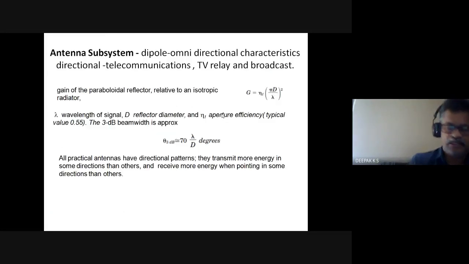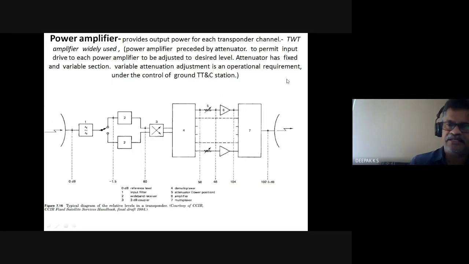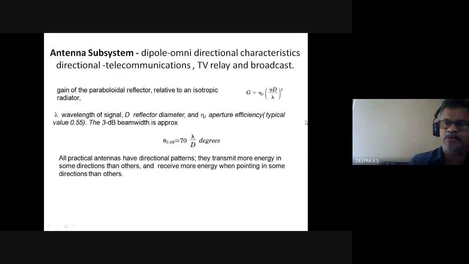Now we will discuss antennas, the antenna subsystem. There are dipole as well as directional antennas. Basically, all the uplink and downlink is through a directional antenna. Telecommunication, TV relay, broadcast, everything uses a directional antenna. So this refers to the directional antenna, uplink and downlink.